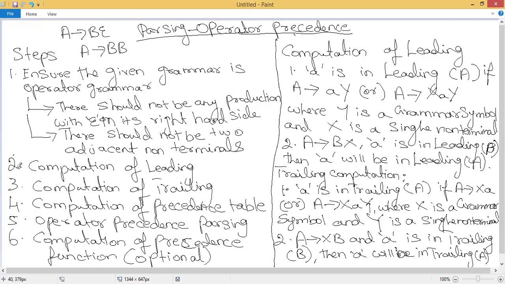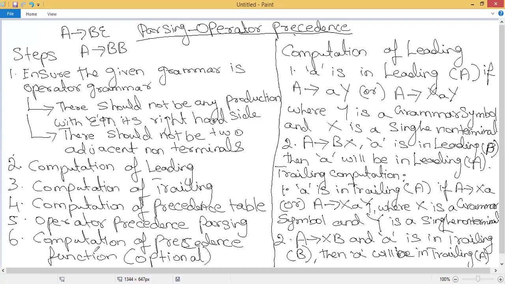The next step is, we have to compute the leading position and we have to compute the trailing position. The fourth step is computation of the precedence table, and the fifth step is operator precedence parsing. And the sixth step is an optional step: we have to perform the computation of precedence functions. This is an optional step.